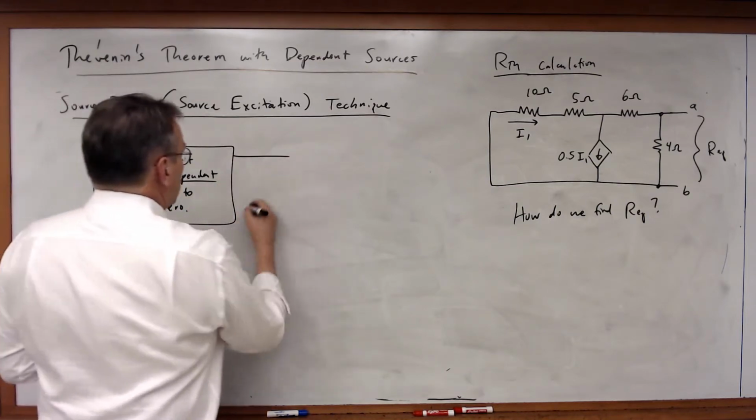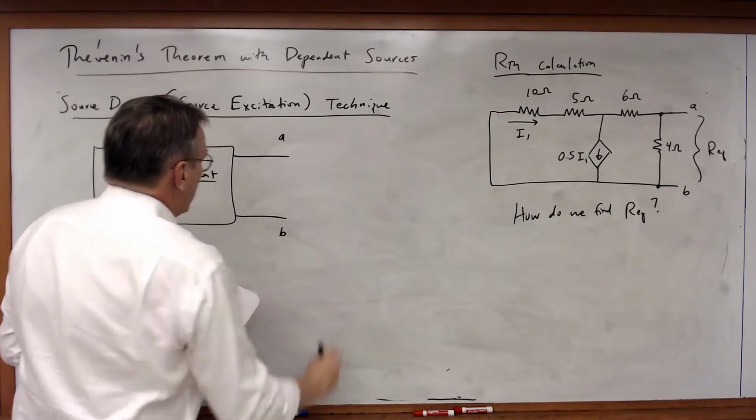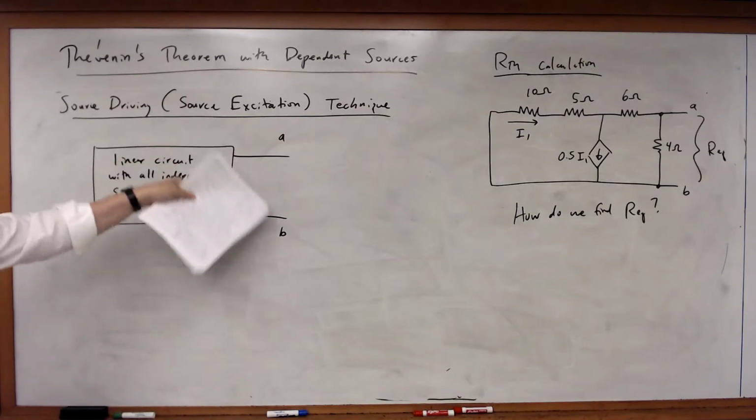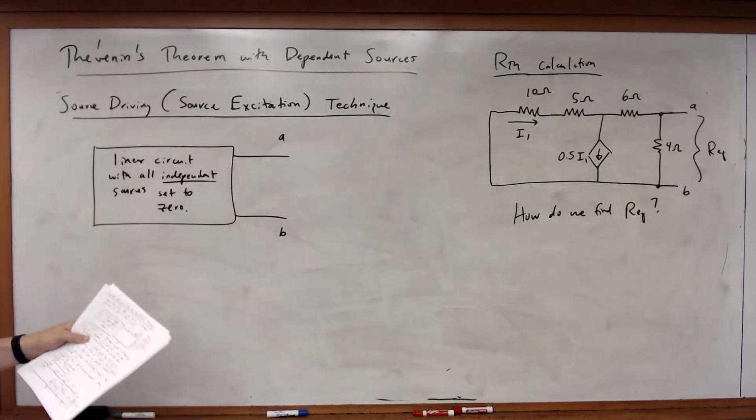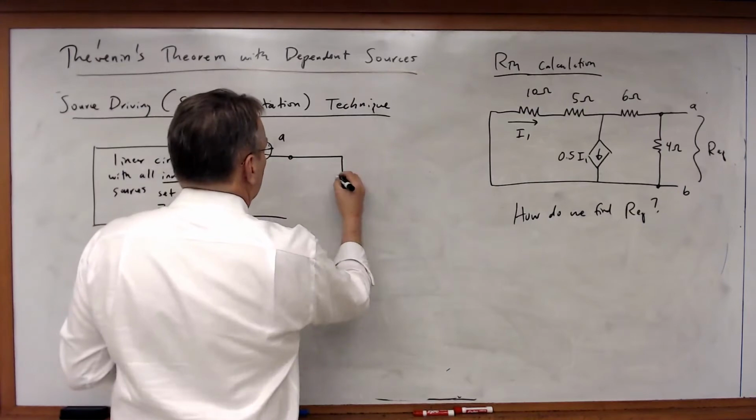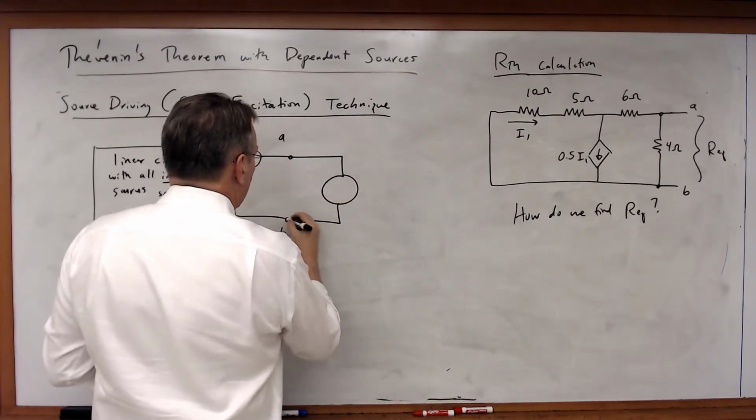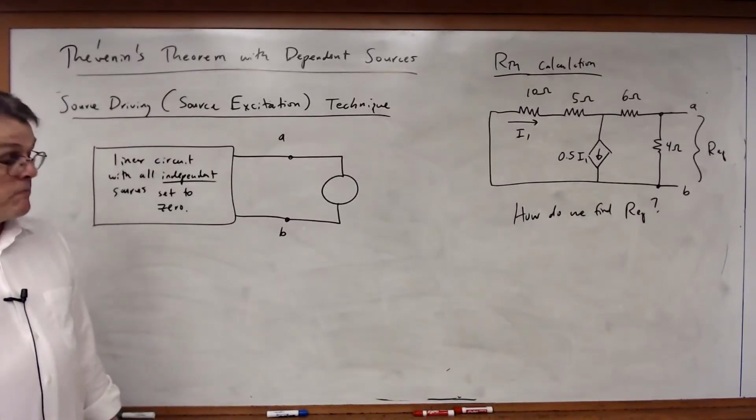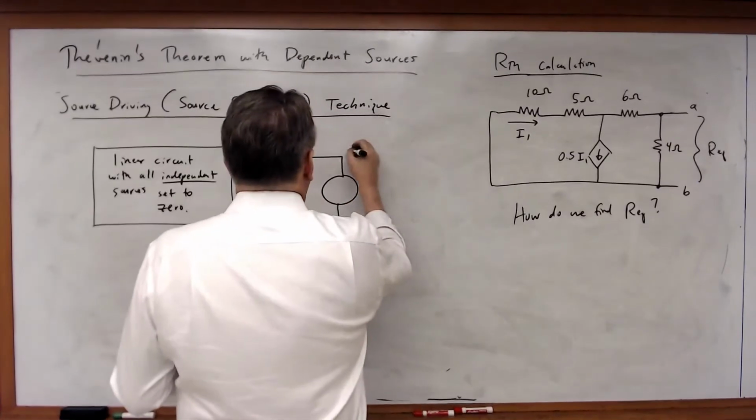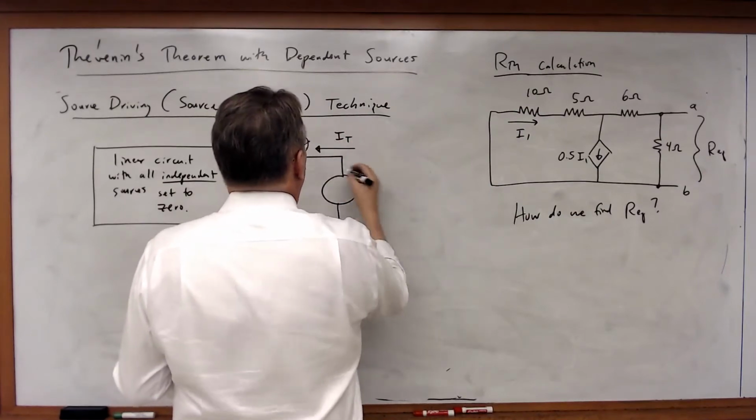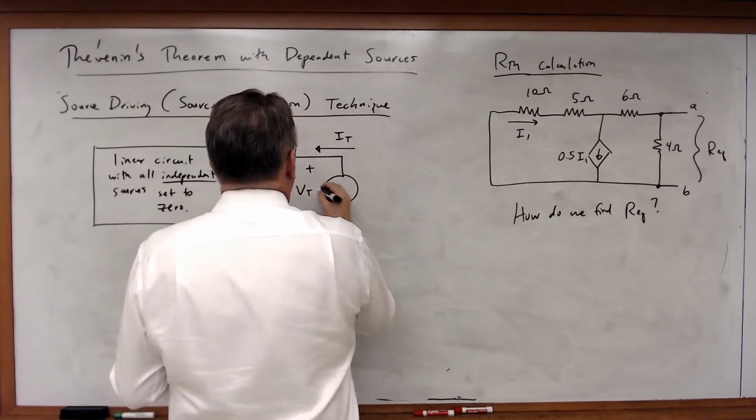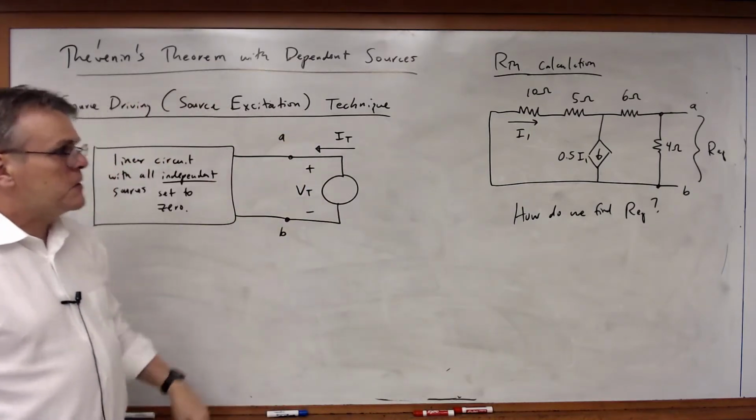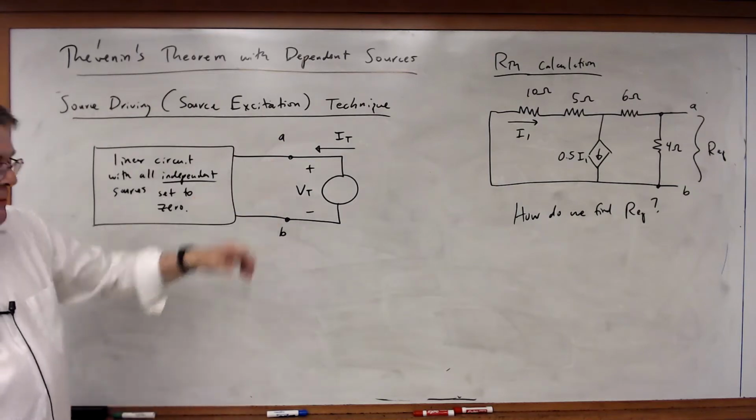And then we have our terminals A and B. And what we're going to do is connect an external source between A and B to drive this circuit. Now that external source can either be a voltage source or a current source. It doesn't matter. There's going to be a voltage VT and a current IT associated with this source. And it is very important.